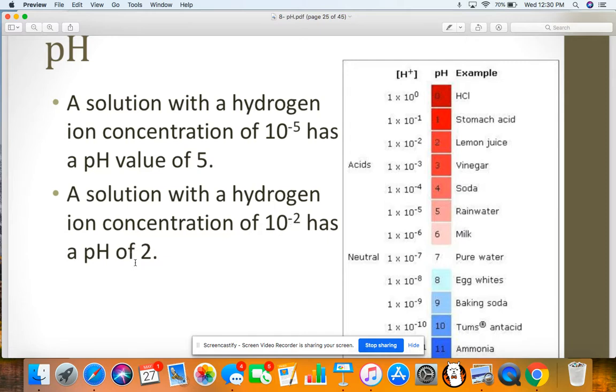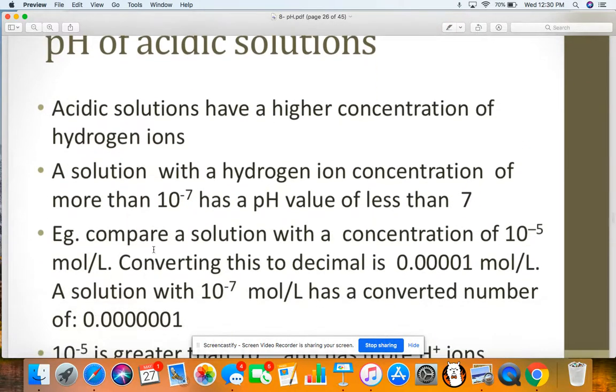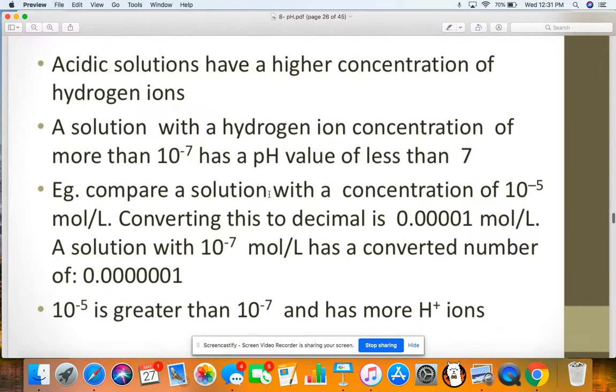So it's a little bit easier for you to understand that if something has a pH of 2, it's got more hydrogen ions. It's closer to the acidic end of that scale than something that has a pH of a 5. So something that has a lower pH is considered to be more acidic. Something that has a high pH is considered to be less acidic. Acidic solutions have a higher concentration of hydrogen ions, and a solution with a hydrogen ion concentration of 10 to the negative 7 or a pH of less than 7 is considered to be acidic.